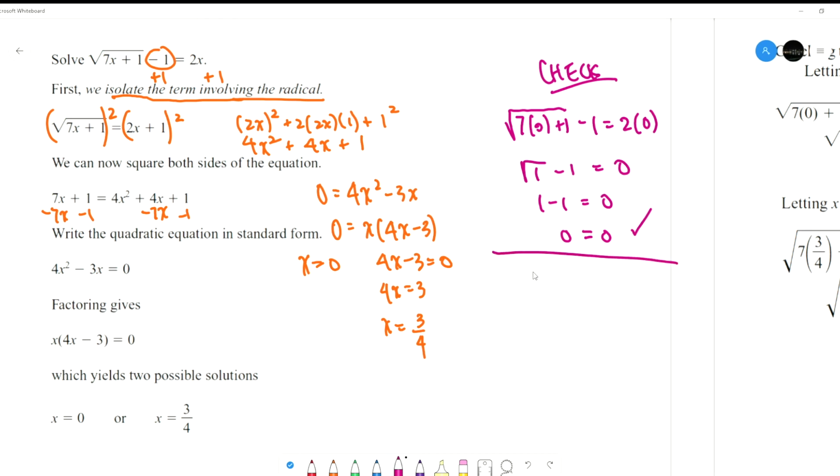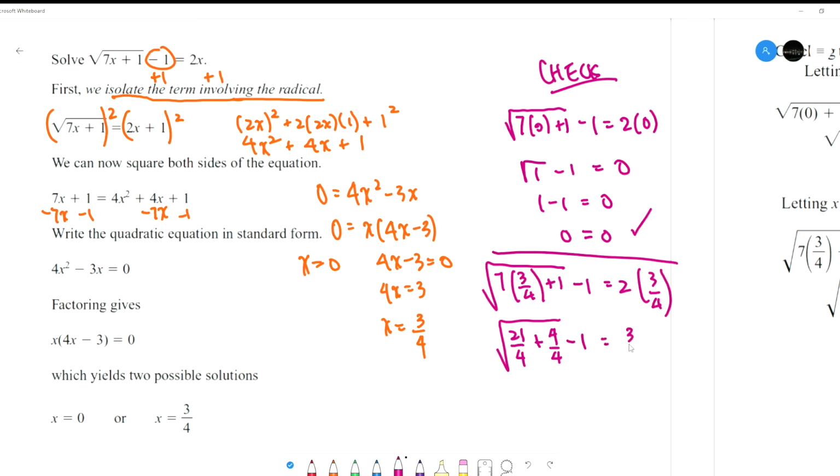Now let's check the next one. We have 7 times 3/4 plus 1, and this is under the radical, minus 1 equals 2 times 3/4. So this is 21 over 4 plus 1. 1 is 4 over 4, right? That's an easy way to put it. And this comes out to 3 over 2. So this is 25 over 4. Square root of 25 over 4 minus 1 equals 3/2.